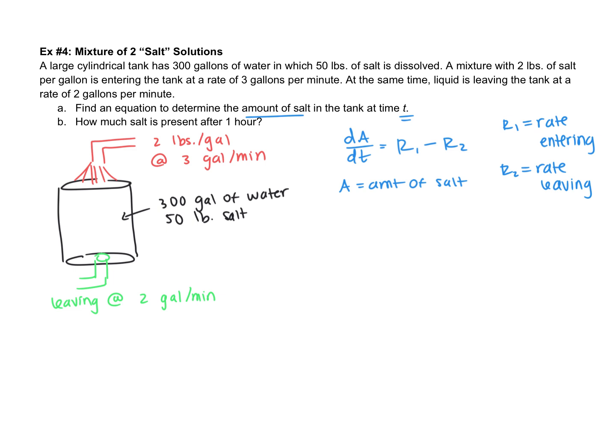Okay, so I'm going to pause there. What we're doing is finding how much salt is coming in and how much salt is leaving. Let's start with R1, because R1 is consistent. R1 is the rate at which the salt is entering. We know we have a solution entering at 3 gallons per minute, and the solution has 2 pounds of salt per gallon, which gives us 6 pounds of salt entering every minute.